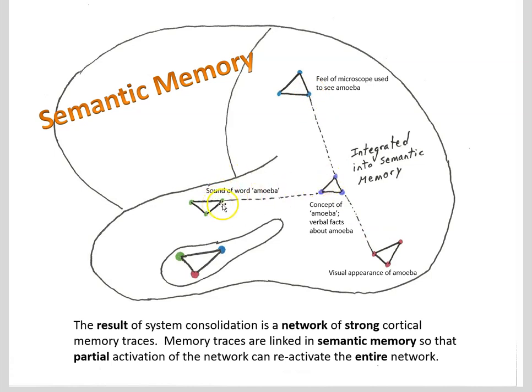And during this process, the brain will be able to link these distributed cortical memory traces so we can build up the concept of the thing that we learned about. In this case, it would be the concept of an amoeba and other facts about amoeba.